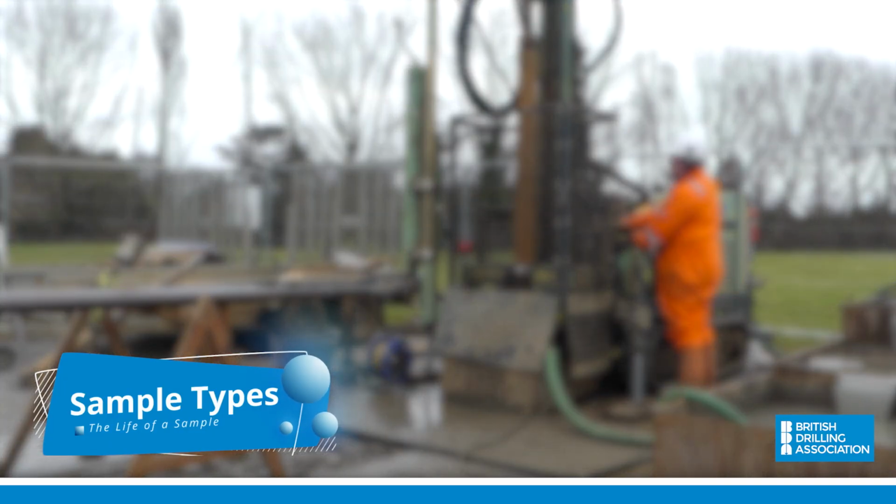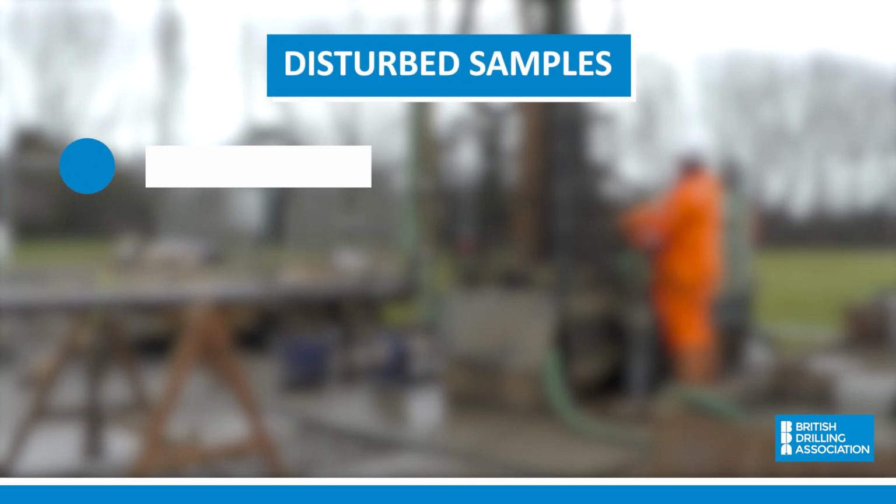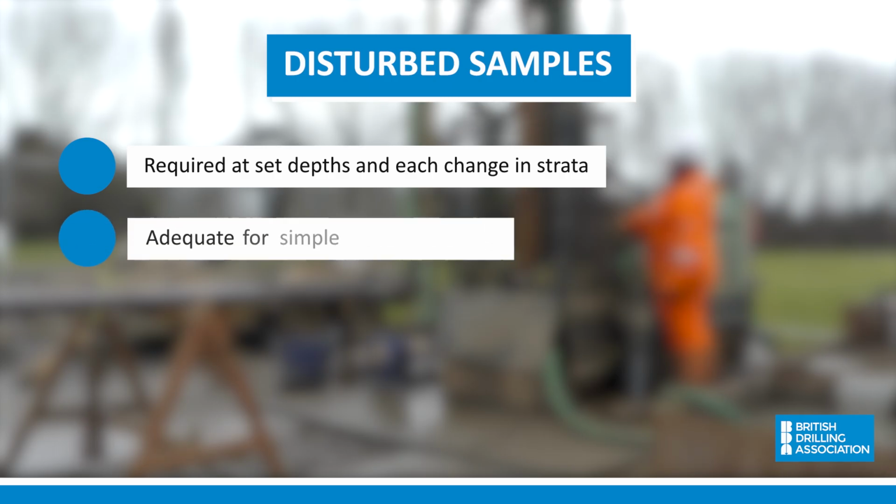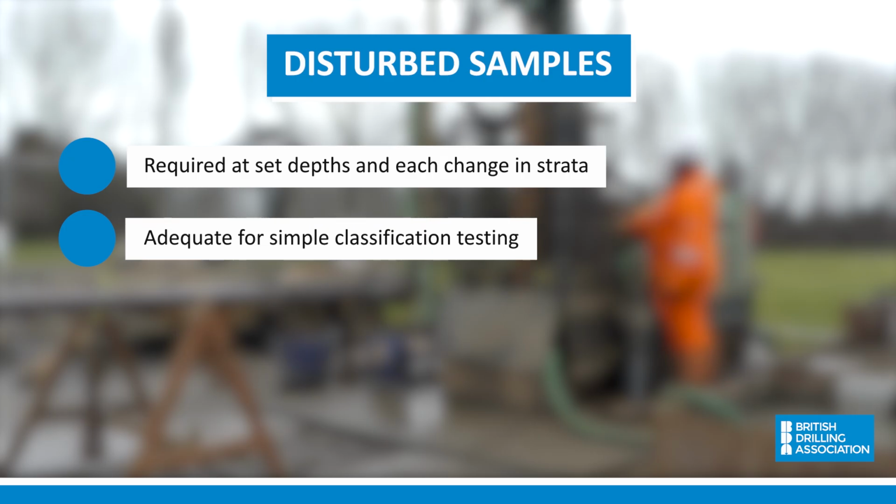Now, let's take a look at some of the sample types that can be obtained as part of a ground investigation. Often, disturbed samples are required at set depths throughout the borehole and at each change in strata. Small disturbed samples of fine soils, clays, and silts are normally adequate for simple laboratory tests.